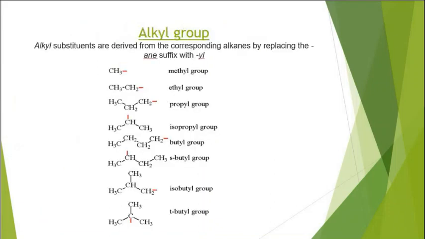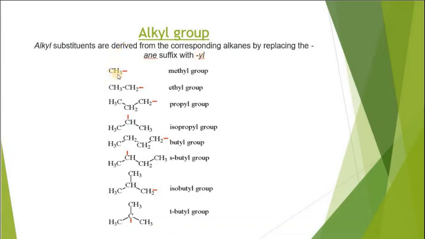Before moving on towards the IUPAC system for nomenclature, we should know about alkyl groups first. What is an alkyl group? Alkane, we know, is an organic compound, but what is alkyl? Alkyl is a substituent which is usually derived from alkane, and as the name of alkane ends with the term "ane", for an alkyl group "ane" will be replaced by "-yl".